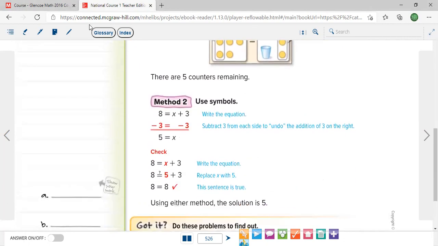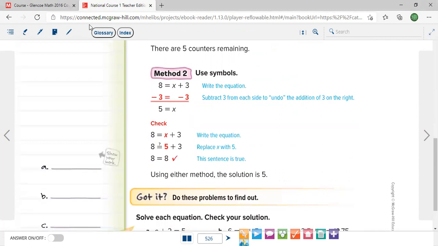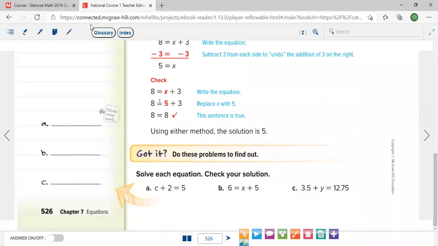The second method is, you know that this is addition, so you are going to use subtraction. So you subtract 3 from both sides. So 3 minus 3 is gone. Now you drop the x. And 8 minus 3 is 5, and you are done. I'm going to use the second method. It's easier and faster. So if the problem is addition, we are going to subtract from both sides.